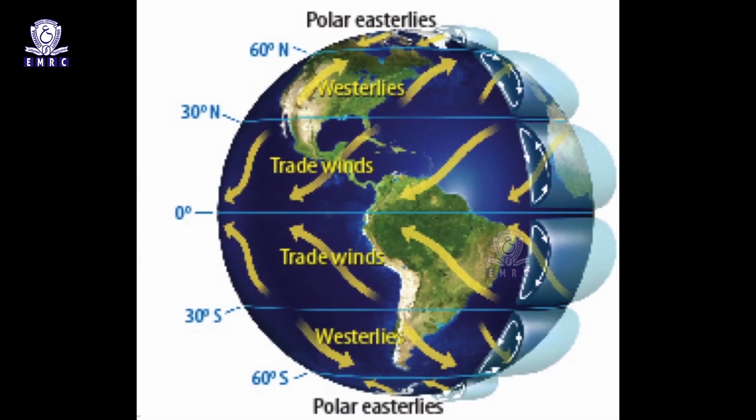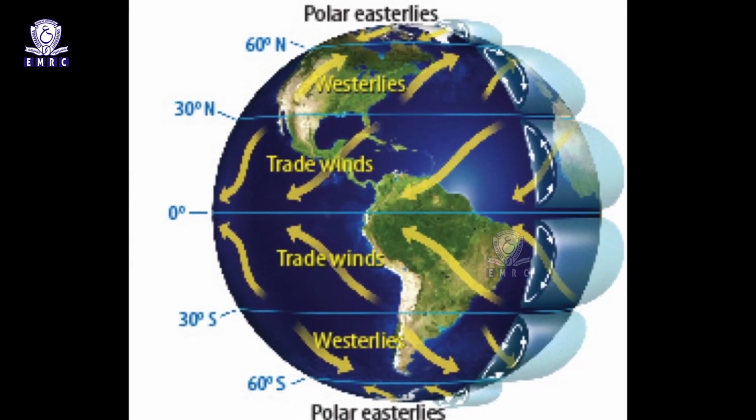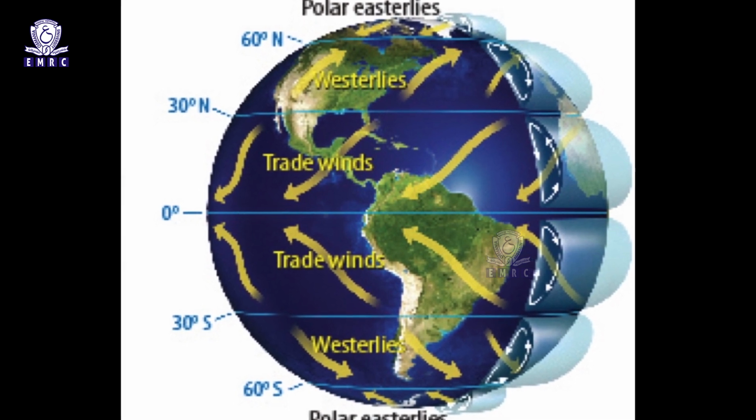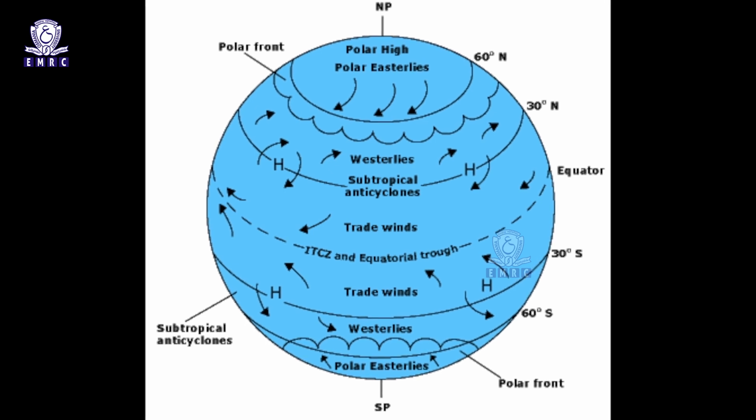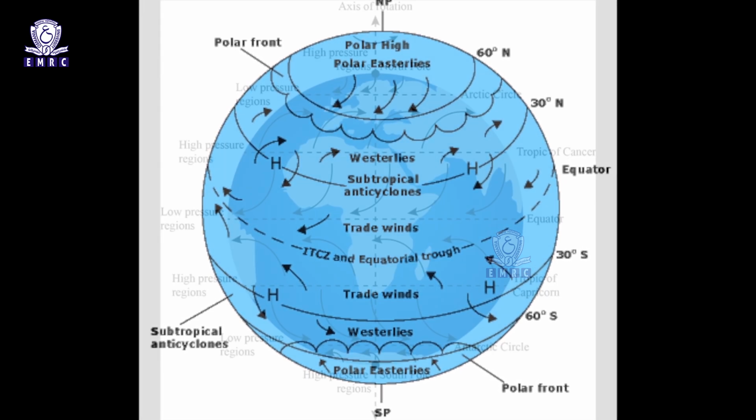Poleward of the subtropical high pressure cells in both the hemispheres are large belts of low pressure at about 50 to 65° latitude. This is called the subpolar low pressure belt. Here, the westerlies and the polar easterlies meet to form a convergent zone. This region where the cold polar winds and the warmer west winds clash is called the polar front.